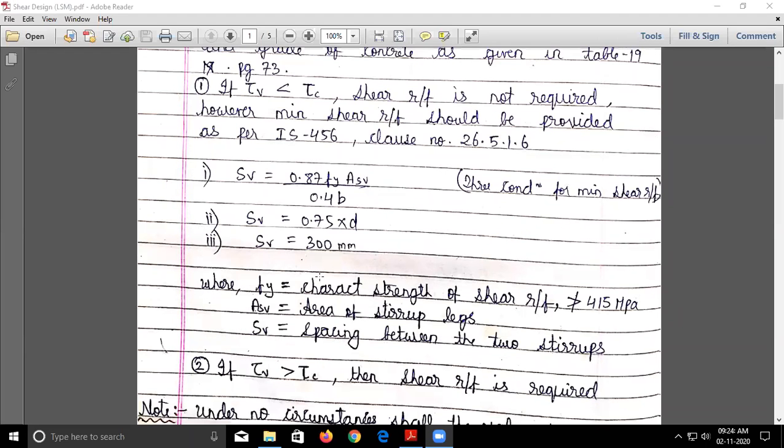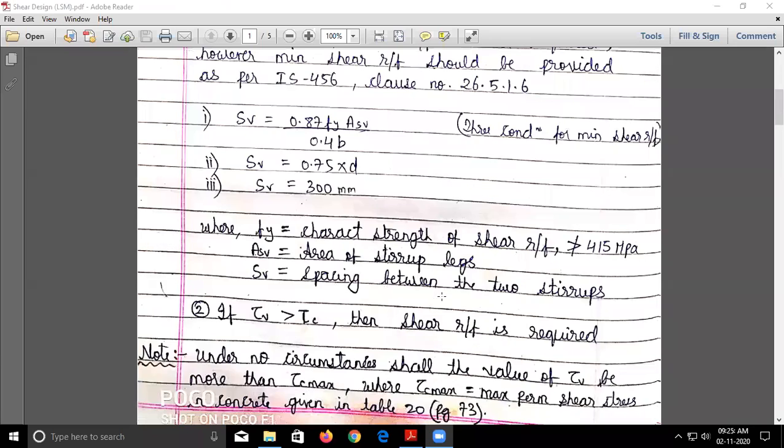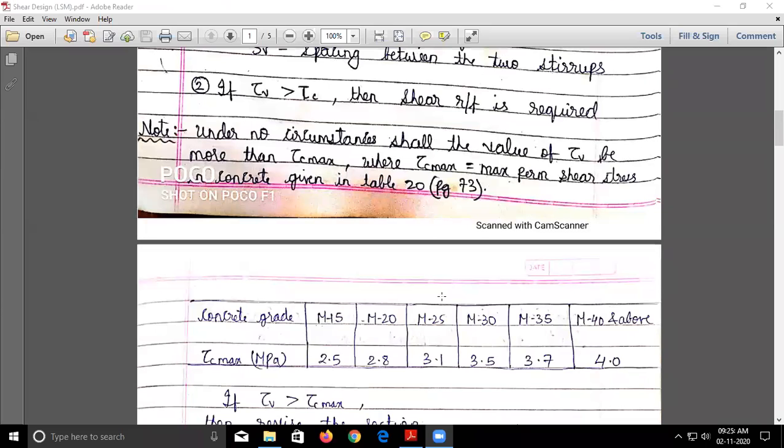Tau c max takes into consideration the strength of the vertical stirrups also. Okay, after that, whatever the value is, that is your tau c max. Hence we say that tau v should never exceed tau c max. Is this clear everyone? Yes, sir. Okay. And one more thing, this table is given in IS code. And one more thing, the table for WSM is different and for LSM it is different.